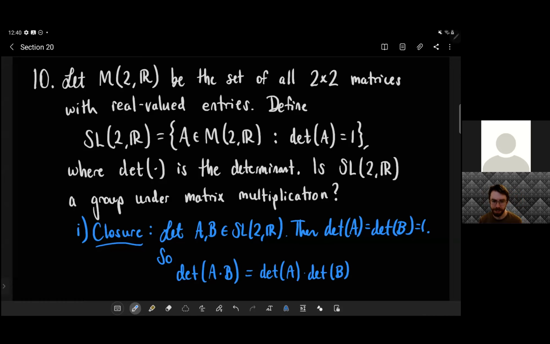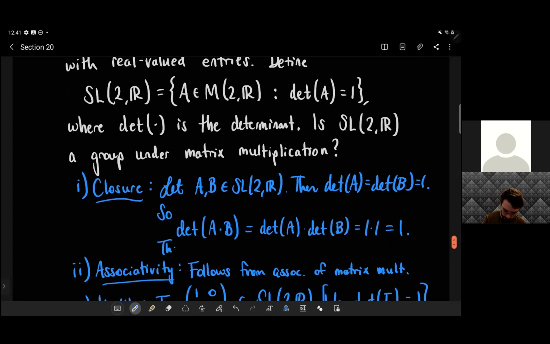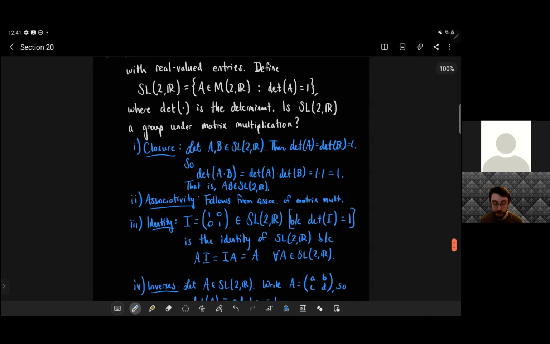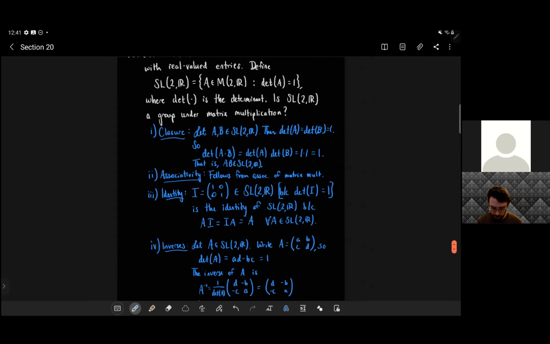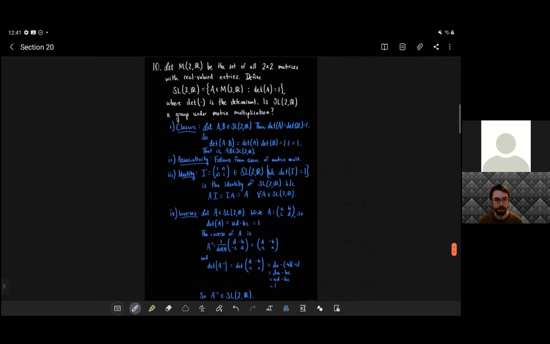Again, you don't have to know this in Math 8, but I know you've all taken linear algebra. So well, determinant of A is 1, determinant of B is 1. 1 times 1 is 1. That is, it's closed, right? The product actually does land back in the group. So yes, it works out. This is one of the many beautiful examples of a certain collection of matrices that forms a group.